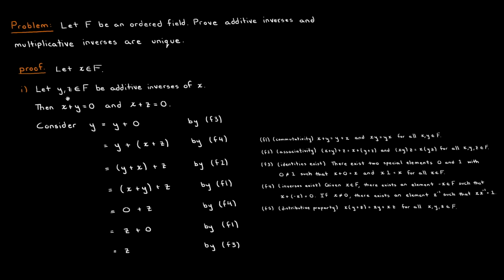So what does it mean for y and z to be additive inverses of x? Well, it means that if I do x plus y, I get 0, and if I do x plus z, I get 0, which is the additive identity, right? And so what I want to show is y equaling z. So now let's start with y, and what I want to do is somehow manipulate this so that in the end we just get z, which will show that y equals z.